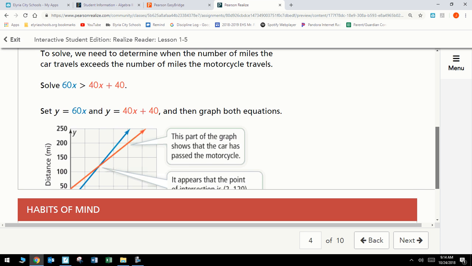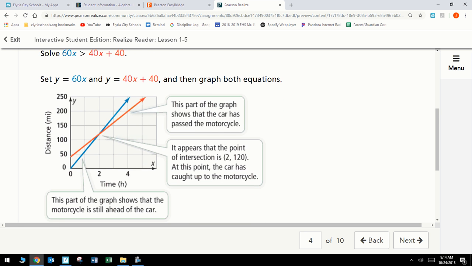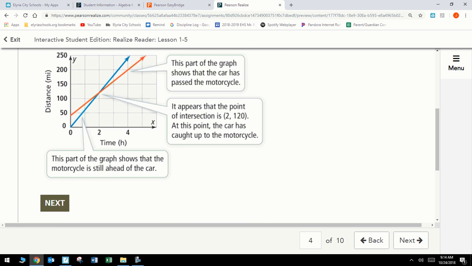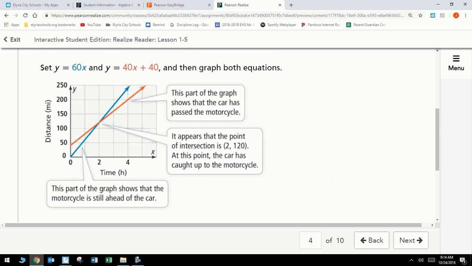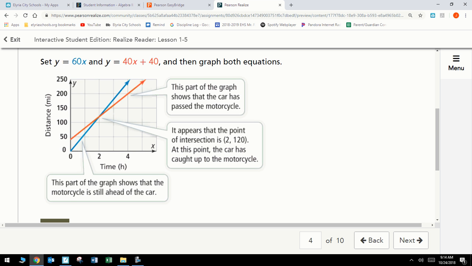And if I do, looking for, if the car is represented by blue, the motorcycle is represented by red. I have my distance, here's my y's. I can see that the blue graph is above the red graph. Right? The car's graph is above the motorcycle's graph after 2 hours.